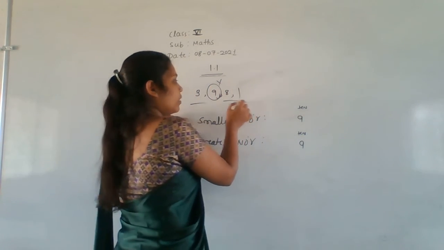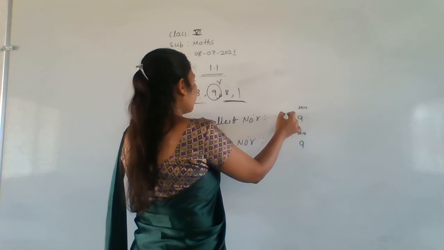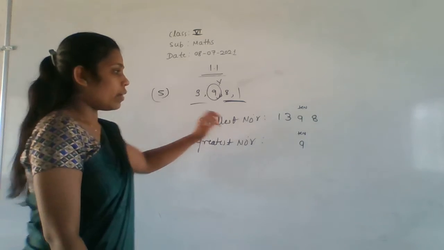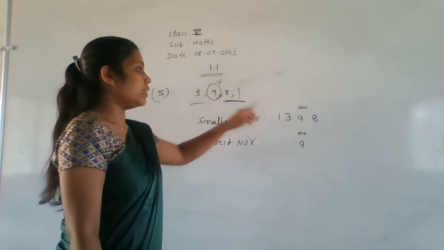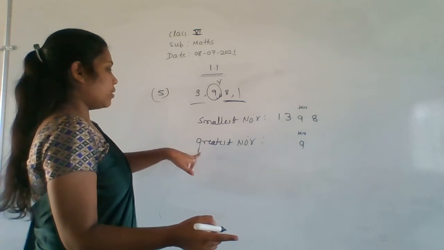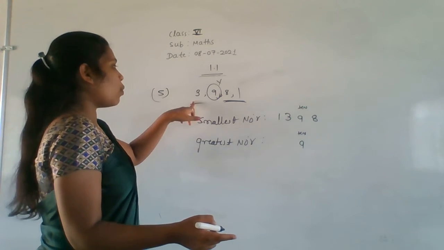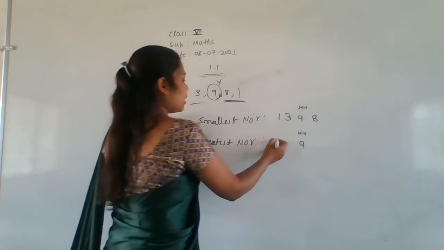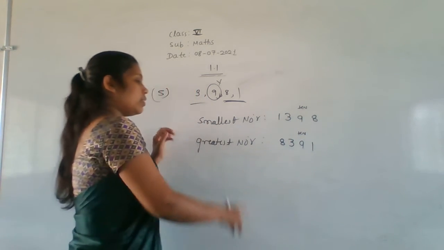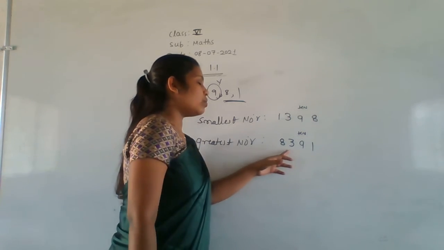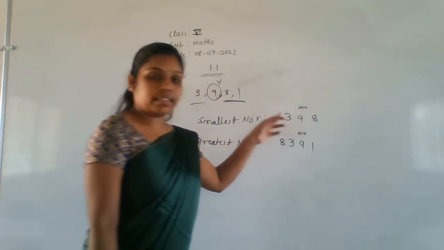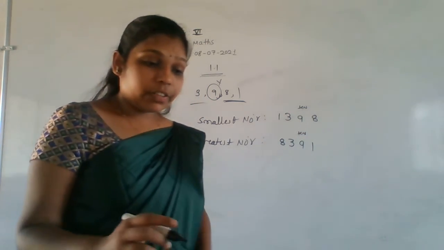For the smallest number, which is the smallest here? 1. Next one is 3. After that, write 8, because the tens place is always filled with the 9 already. They have given the condition in the question. Next, how to write the greatest number? Observe only 3, 8, 1, which is the biggest number here? 8. After that, 3. Next one is the 9. So the greatest number is 8391 and the smallest number is 1398. This is the answer for the fifth one.